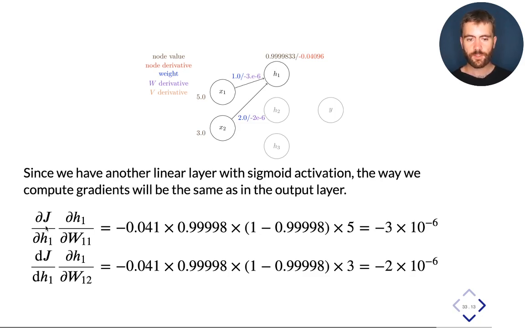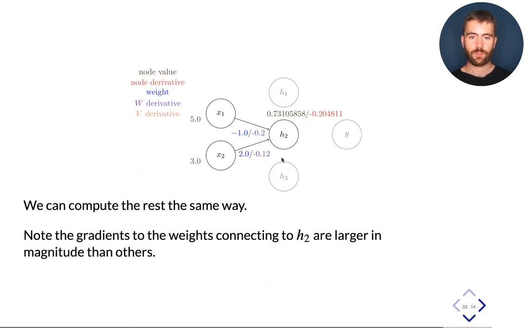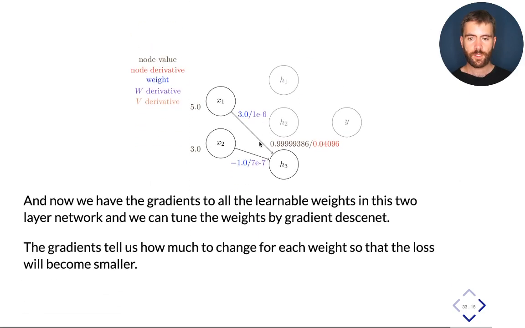And now applying the formula, I have the following partial derivatives for this layer. I can similarly compute this for this layer and for this layer. Again, the derivative in red here is the derivative with respect to the output, and these ones in purple are the derivatives with respect to the weights.